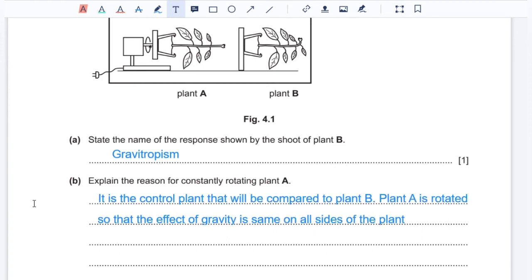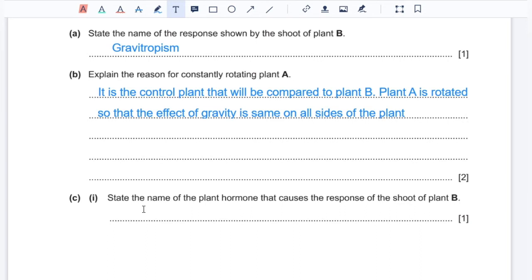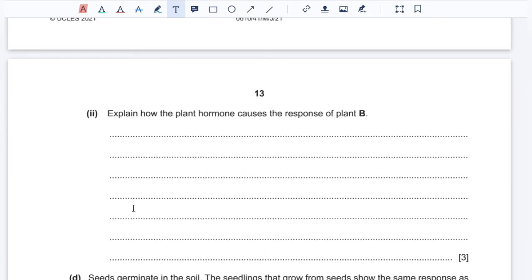C1 state the name of the plant hormone that causes the response of the shoot of plant B, that is auxin. C2 explain how the plant hormone causes the response of plant B. In this question, you're supposed to explain the working mechanism of the hormone auxin, or in other words, how it causes response to conditions like light and gravity.